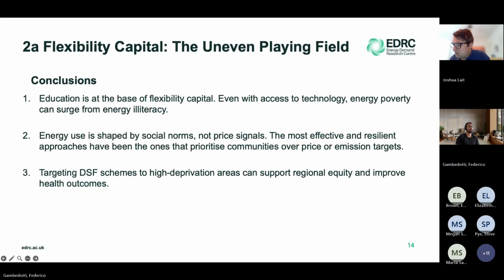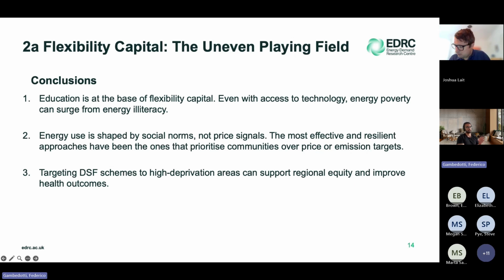So the things that we can take away from my literature review, and there are many, but I just wanted to highlight a few, is first of all that energy literacy is fundamental when applying demand side response mechanisms and schemes, because there are a lot of people that, despite having access to these schemes, don't know how to use them, and they might actually be harmed by the fact that they don't understand how time of use tariffs work, for example.